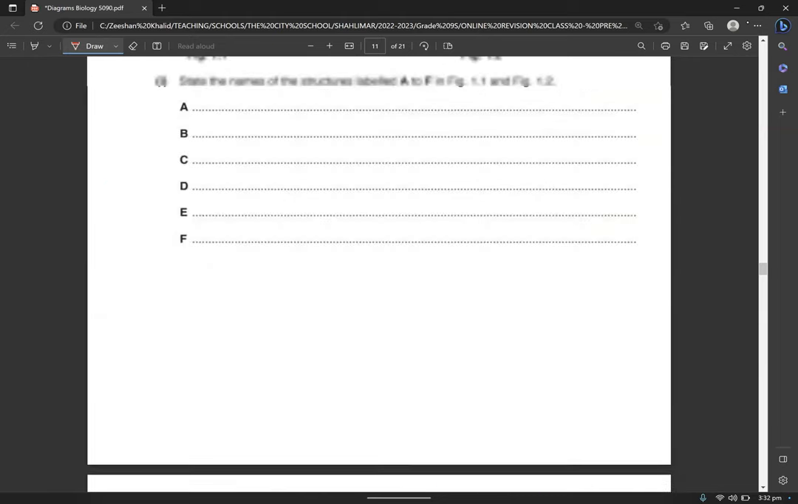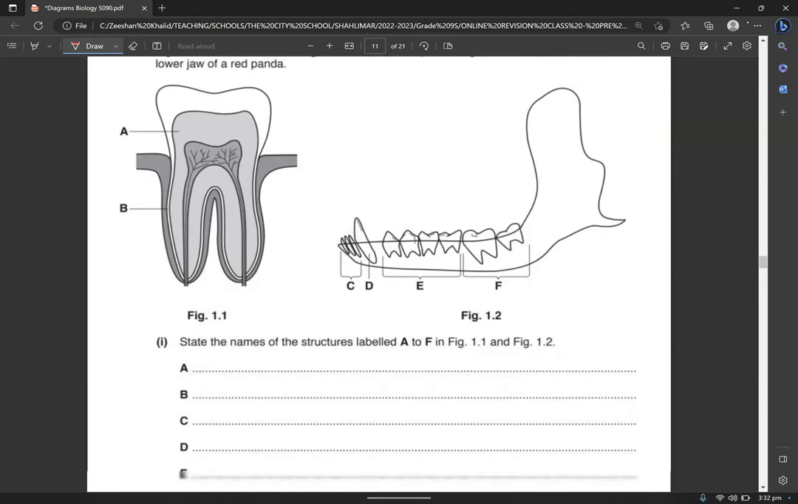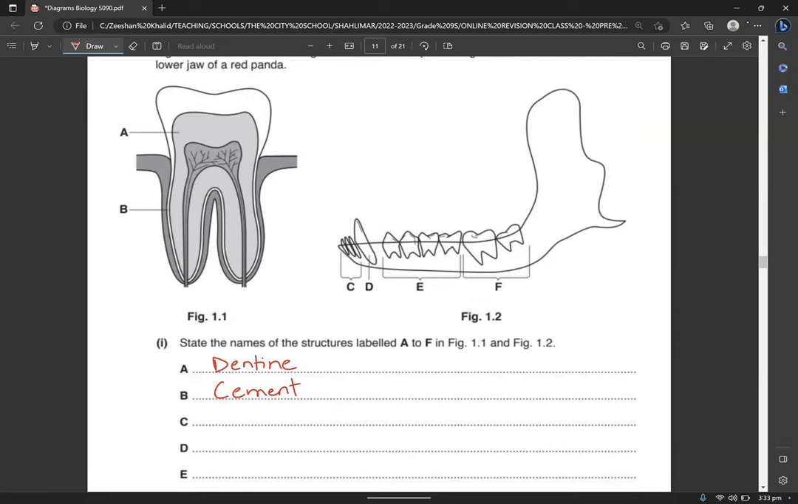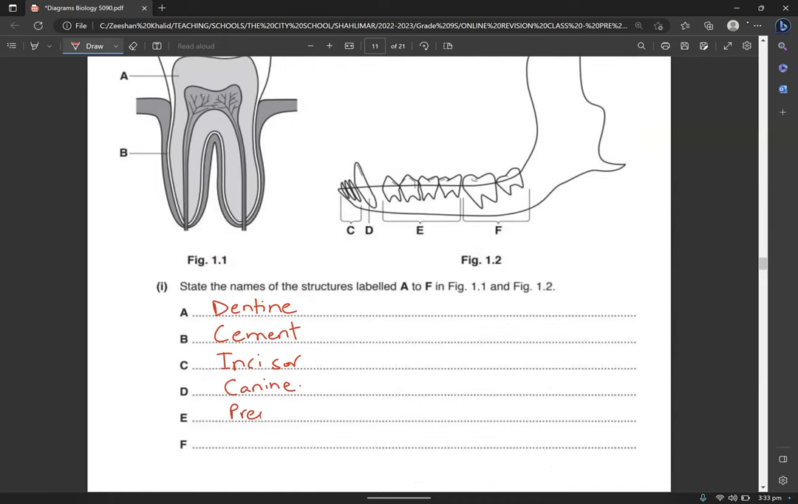So now coming back to this question, the A is basically the middle wali layer jisko hum dentine kehte hain, theek hai ji. B jo hai usko hum cement kehte hain. Then C, of course usne aapko types of teeth identify karwaye hain. Sabse samne wale jo hain unko hum incisors kehte hain, incisor. Then D is canine, the sharp teeth. And then we have E are premolars, and then F are molars, okay ji, molar teeth.